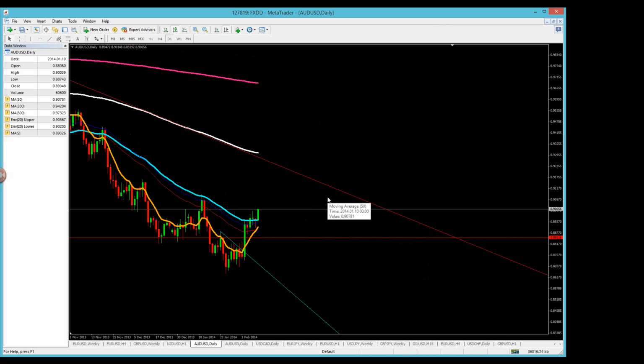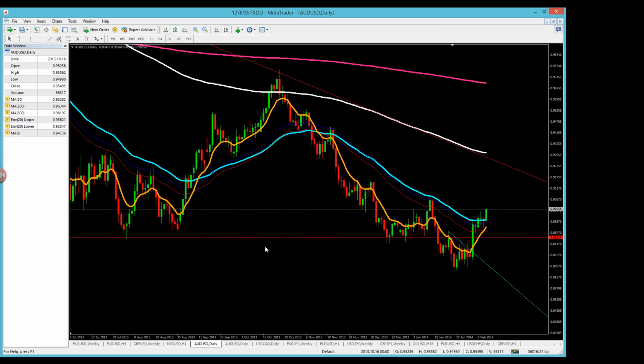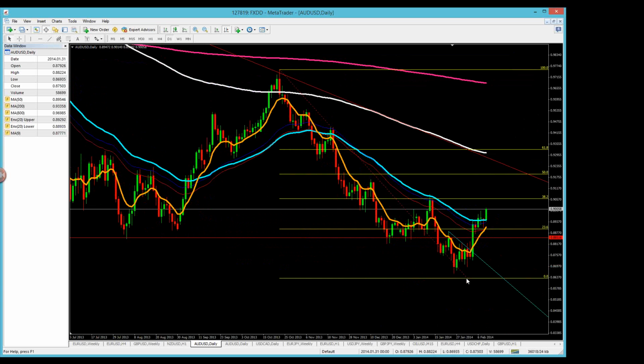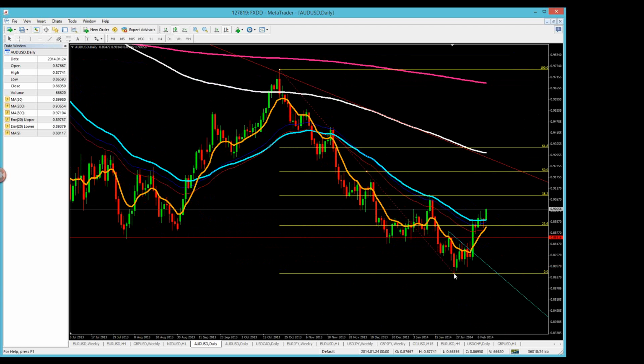Now, I should drop some Fibonacci's here just so that we're clear as to where this may actually go and where we're going to have stopping points. I usually start with the euro dollar, but today I'm starting with the Aussie just because of the time of day. We might as well get it over with.